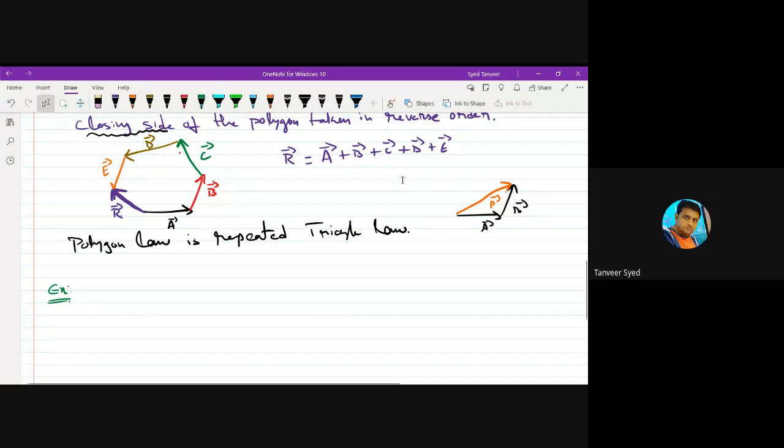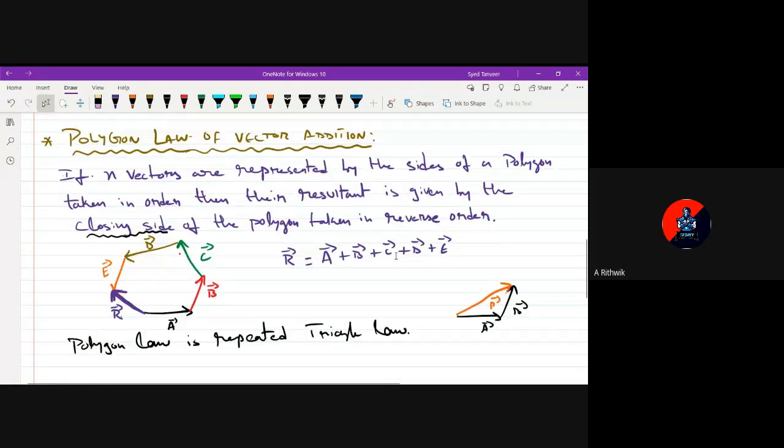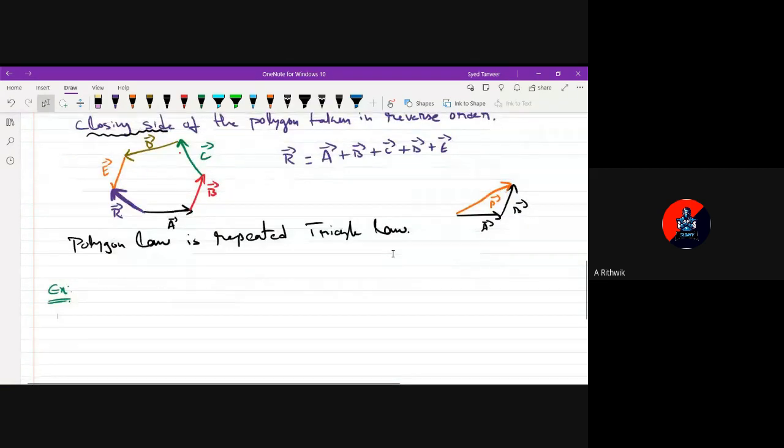Sir, in the graphical method of representing vectors, the length of the arrow shows the magnitude, no sir? Yes. Then the length of vector R is equal to the sum of all, no sir? How is vector R equal to vector A plus vector B and so on, sir? You are thinking only of magnitude, but you are forgetting the direction.